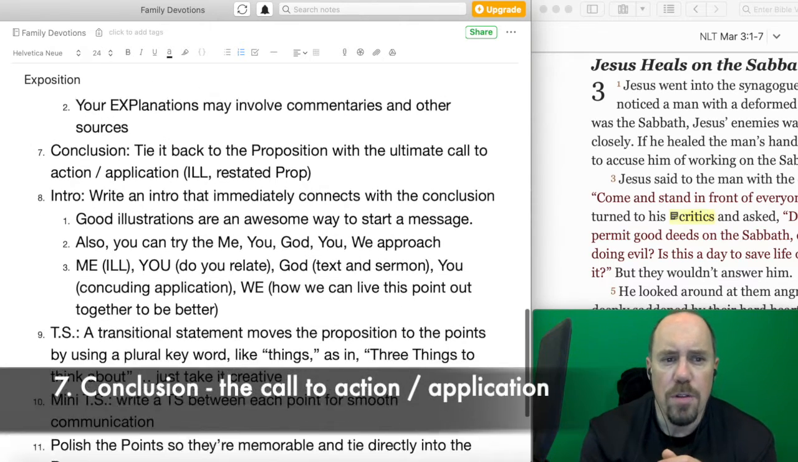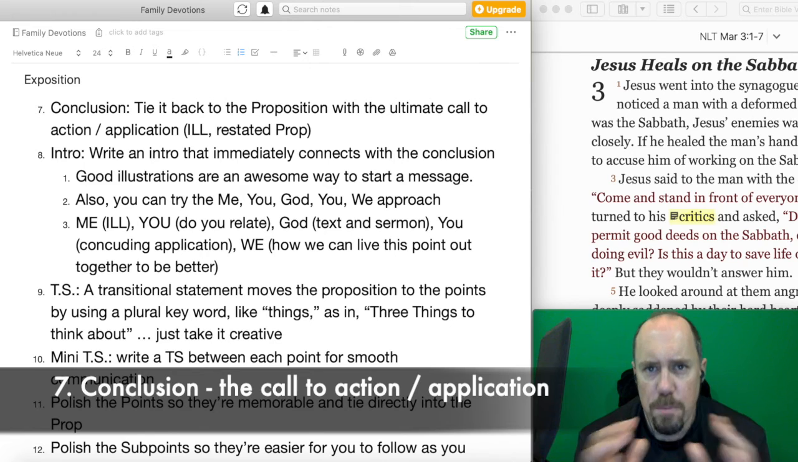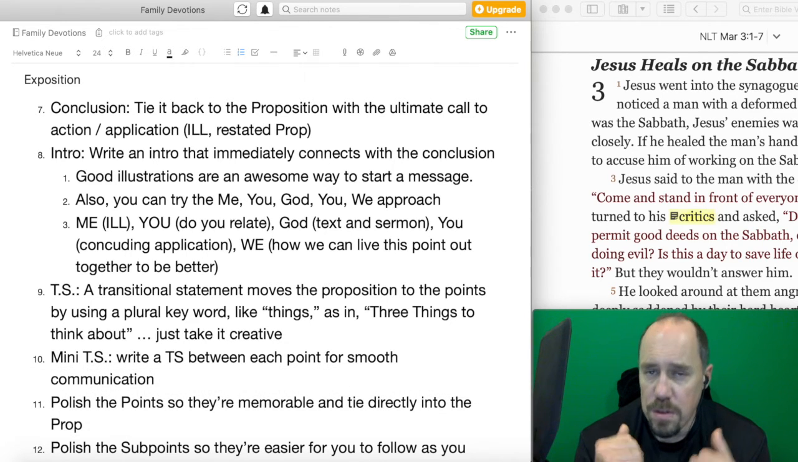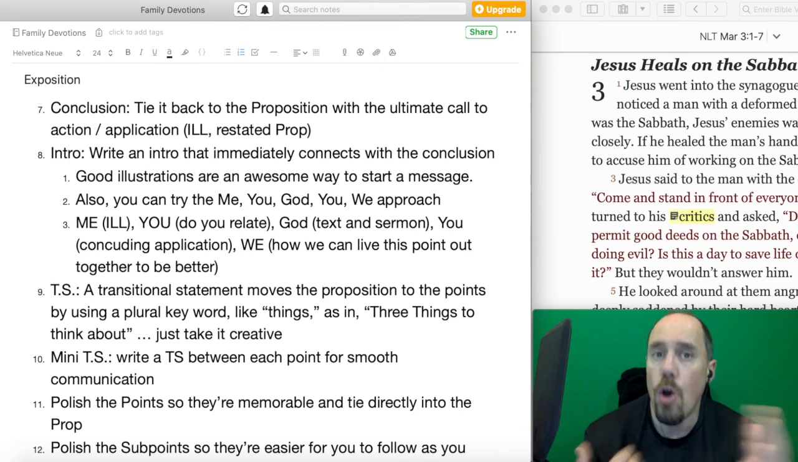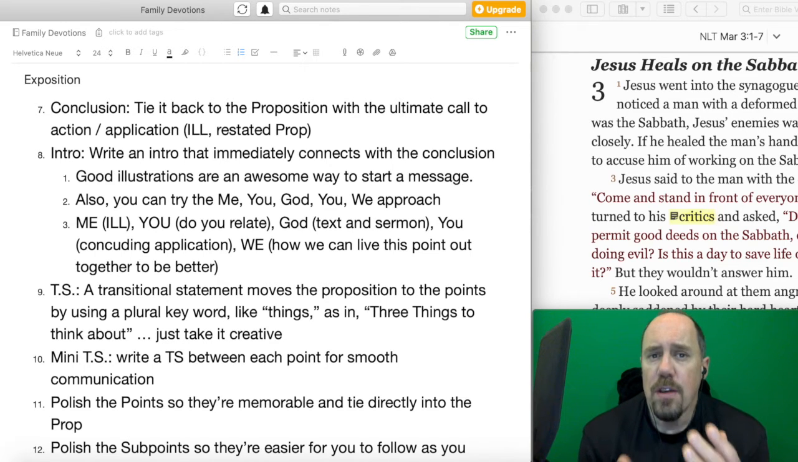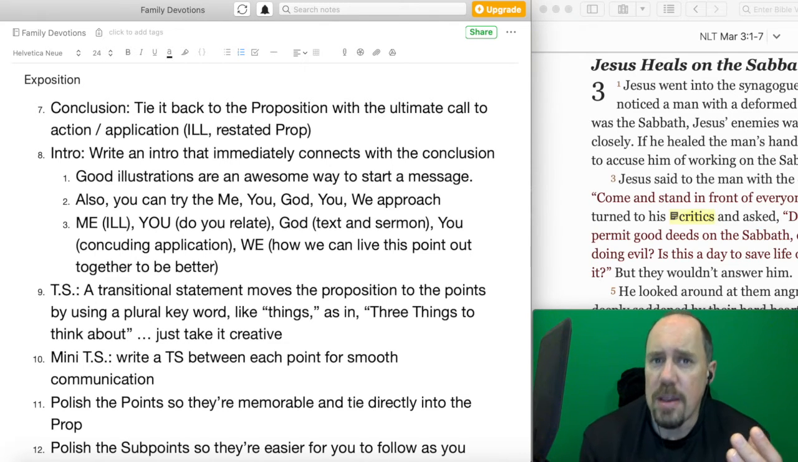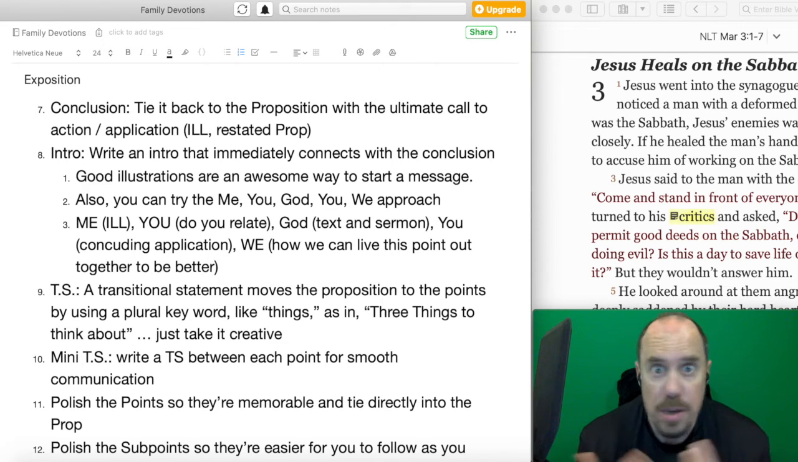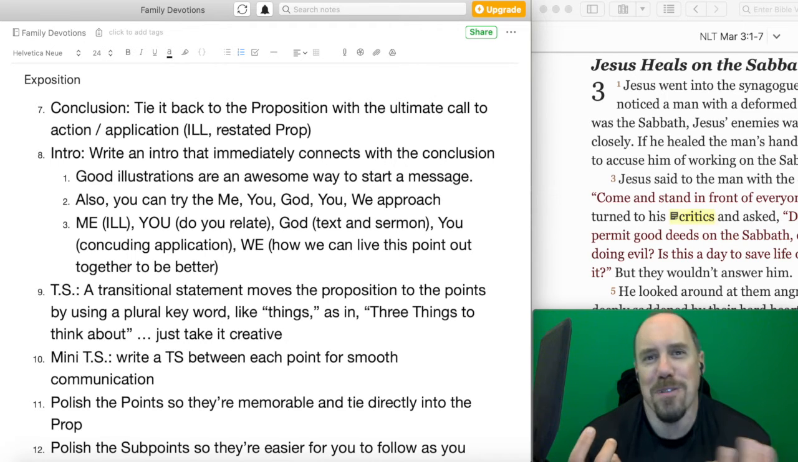Let's talk about the conclusion. After you've done your points, after you've added the meat in there, the next place you want to go to is your conclusion, because now you know what you're going to say, because you didn't before. You really write the sermon as you go through those subpoints. So once you're done all the subpoints and they all make sense, then you write the last part of the message, the conclusion, and you want to tie it back to the proposition. You didn't know what you were going to say before you started, but now suddenly you know what the sermon is about.